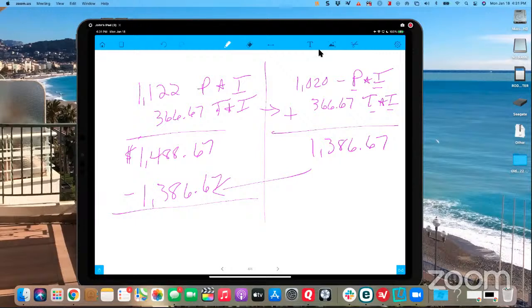$1,488.67 minus $1,386.67 is $102. Now, I know I could have just worked off the principal and interest since the taxes and insurance were the same. I know that. However, I did that for a reason.